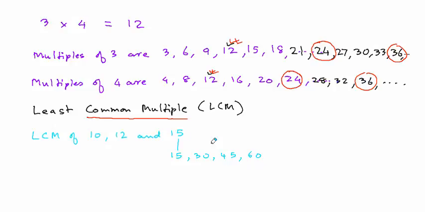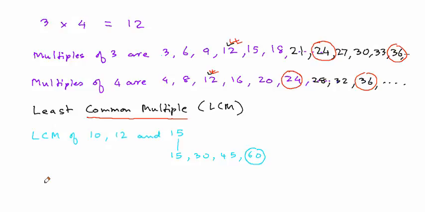60 is a multiple of 15. 15 times 4 is 60. 60 is a multiple of 10. 10 times 6 is 60. And 60 is also a multiple of 12. 12 times 5 is 60. Therefore, we say the LCM, or the least common multiple, of 10, 12, and 15 is 60.